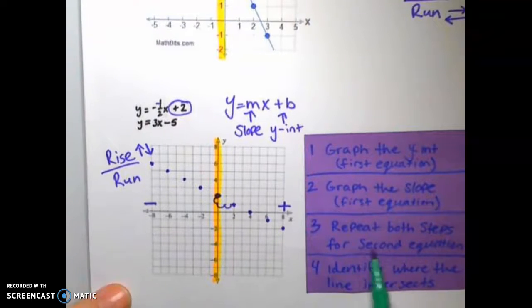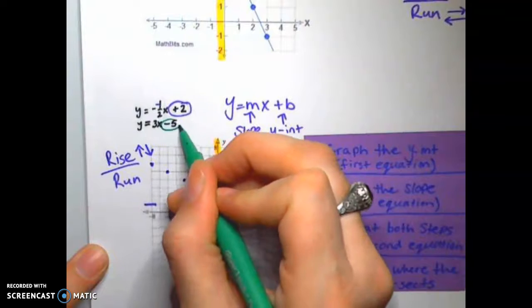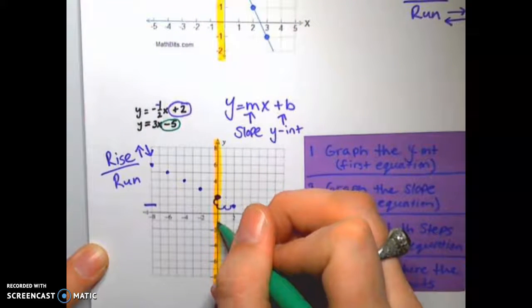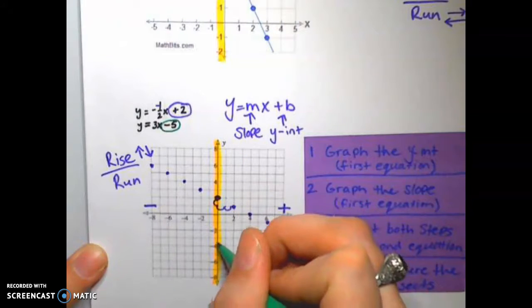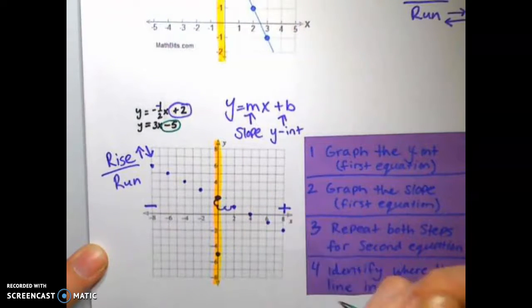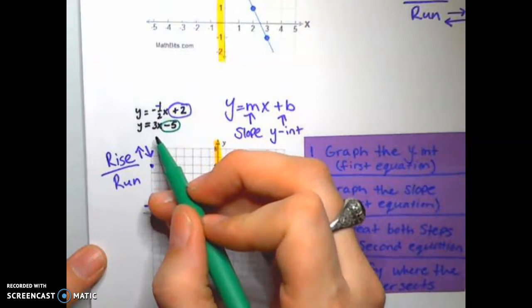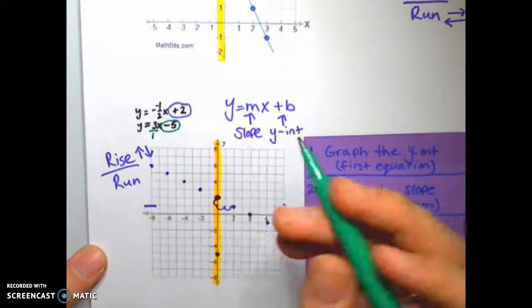Alright, so now I'm going to repeat both steps for the second equation. I'm going to graph the y-intercept, and that's my number without a variable. Negative 5. So we're going to go down. Remember, y-intercept goes on the y-axis. I'm going to go down to 5. Here's 4, 5. Then I'm going to graph the slope. The slope is 3. Any number can turn into a fraction by putting it over 1. So now I have 3 over 1.